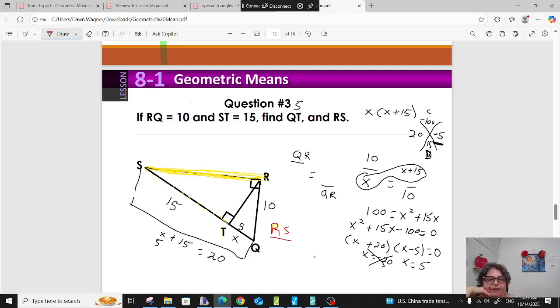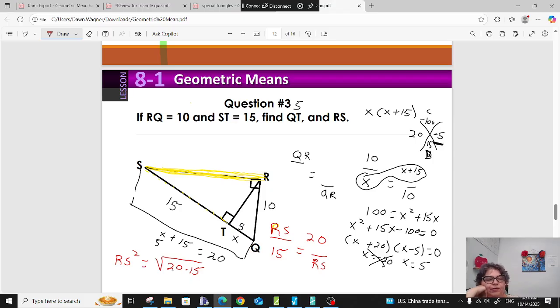RS up, RS down. I have the side it touches, which is 15. I have the whole hypotenuse, which is what? 20. Because 5 plus 15 is 20. And then I'm going to cross multiply. RS squared has to equal 20 times 15, so RS is the square root of 20 times 15.